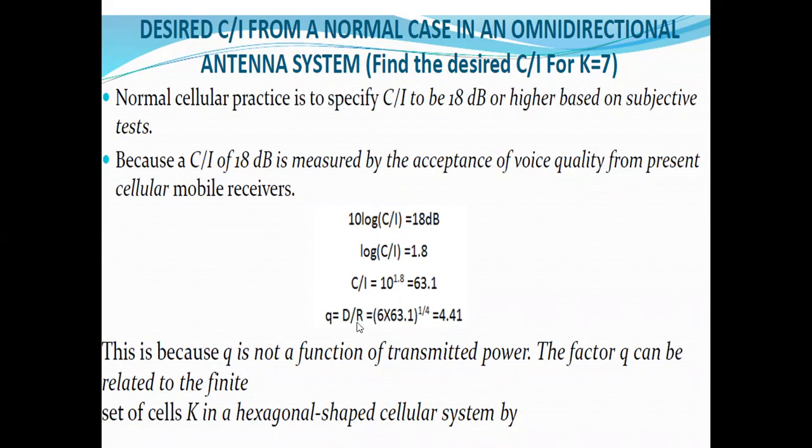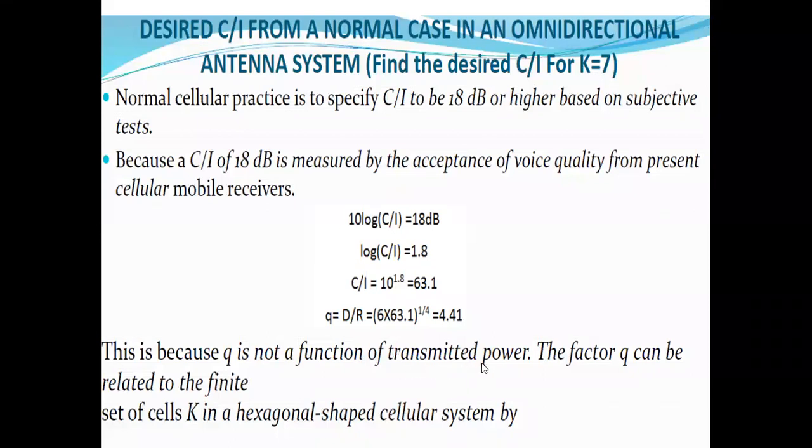Okay. Now we know that Q is equal to D by R. So Q is 6 into 63.1, because there are 6 co-channel interfering cells, raised to the power 1 by 4, since gamma is here 4. That gives you 4.41. And this value of Q is given by K equal to 7. I will show how. That's why we are designing the C by I for K equal to 7.